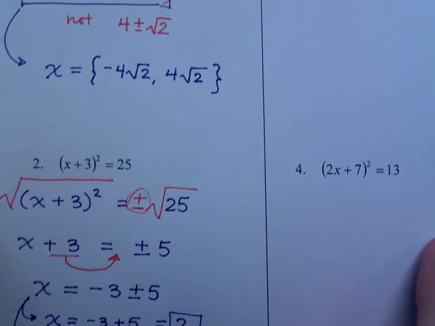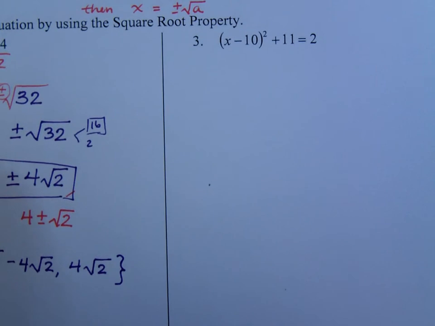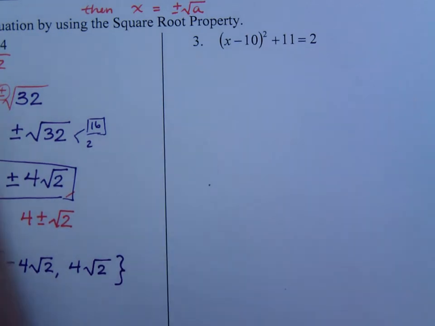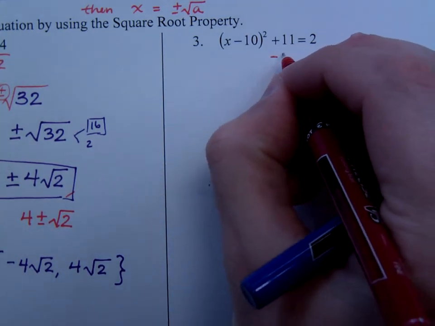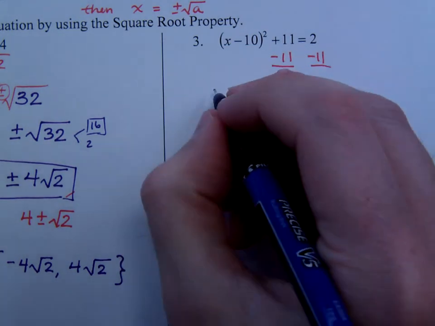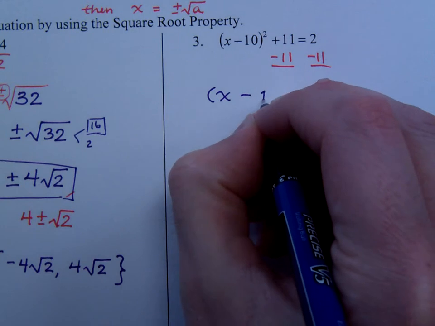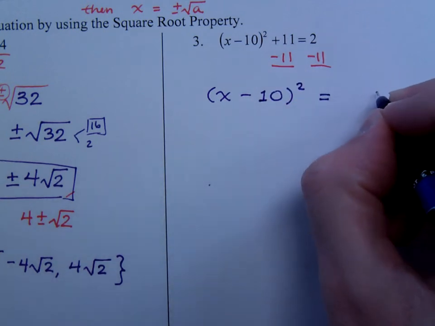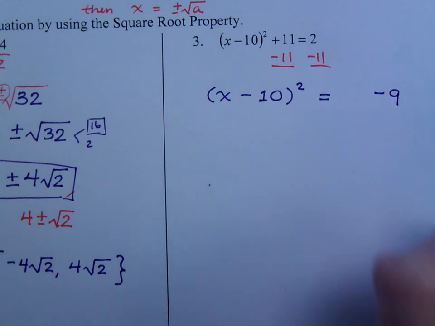Let's move ahead to number 3. One of the things you always want to make sure that you do is you get the square by itself. So this guy is not ready. You first need to move the 11 to the other side. So just subtract 11 on both sides. And when you do that, you end up with the square completely by itself on the left. On the right side, you end up with a negative 9.